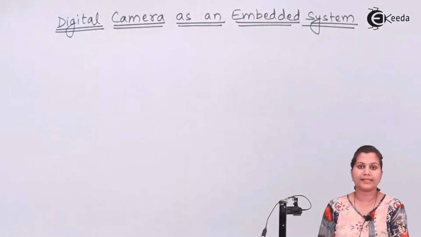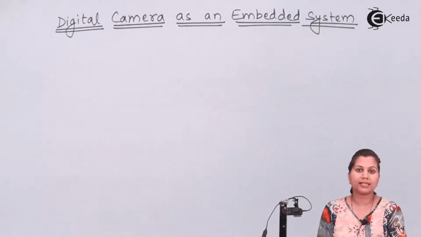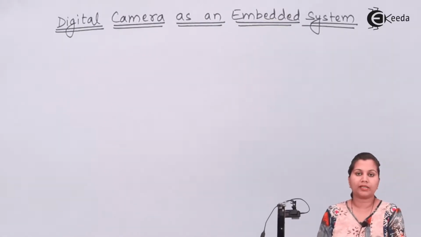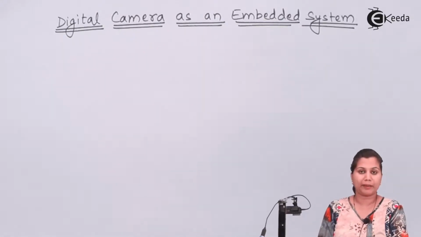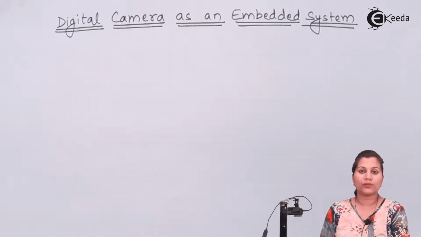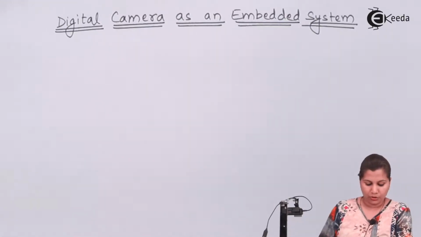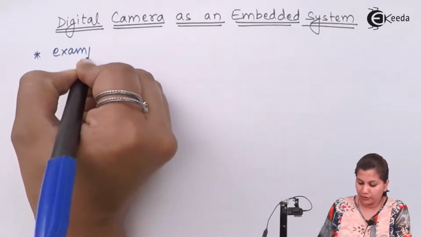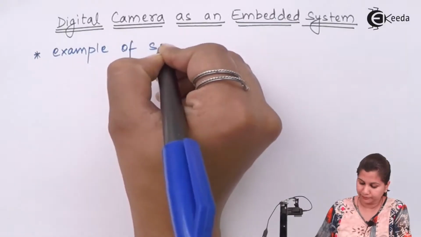The digital camera is an example of a sophisticated embedded system. This means this type of system is going to require very special microcontrollers. Also, the hardware and the software included in the system are very complex. And this system is used to perform some specific application, for some specific task. So the digital camera is an example of a sophisticated embedded system.